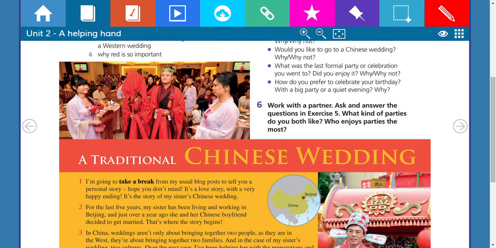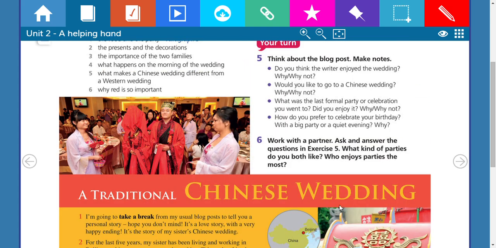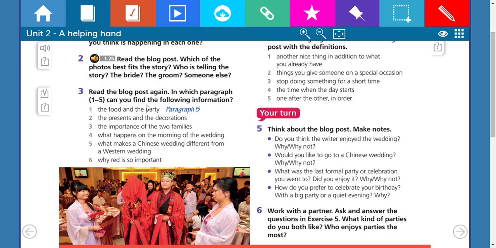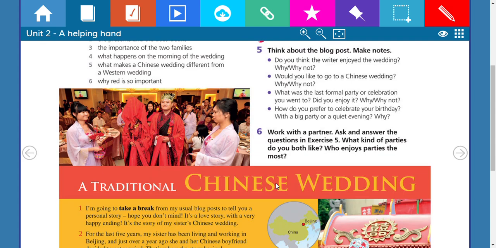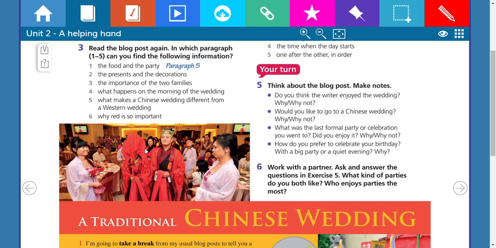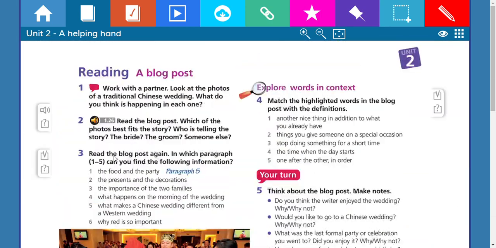Number one or two? Okay, you have different opinions, so we will work it in our classes, but try to see, okay? Now, question number two. Who's telling the story? The bride, the groom, or someone else? Yes, it was someone else. No, it was the bride's sister. No? Okay, let's see. Let's continue working.